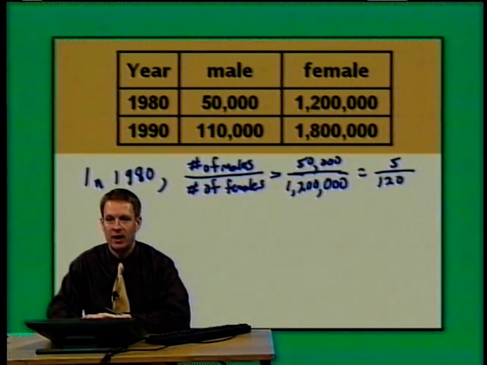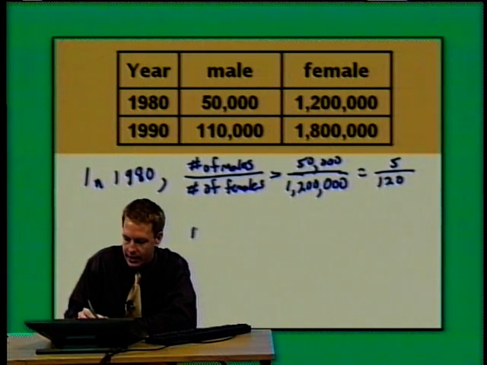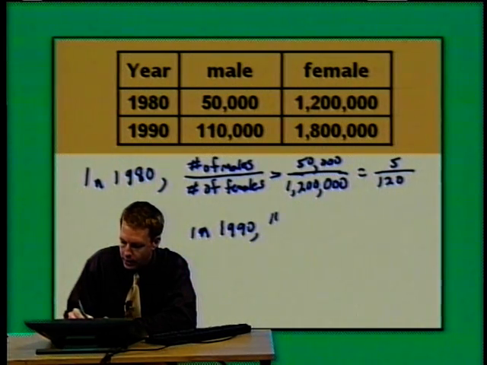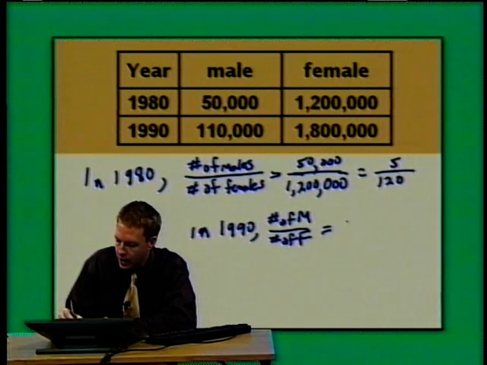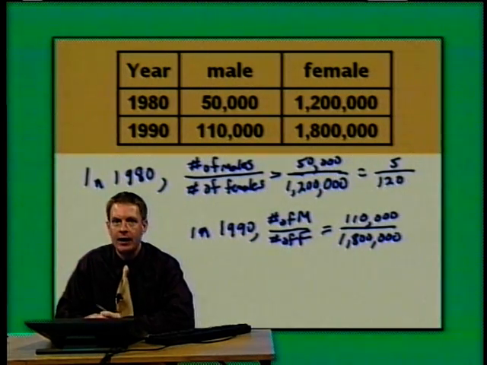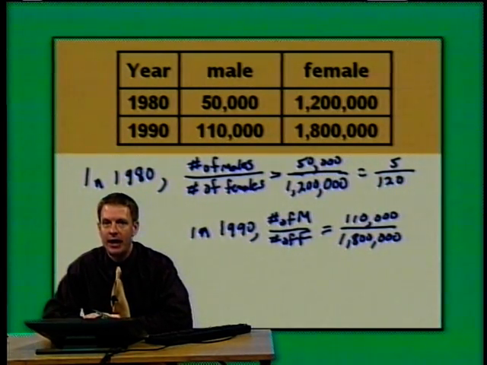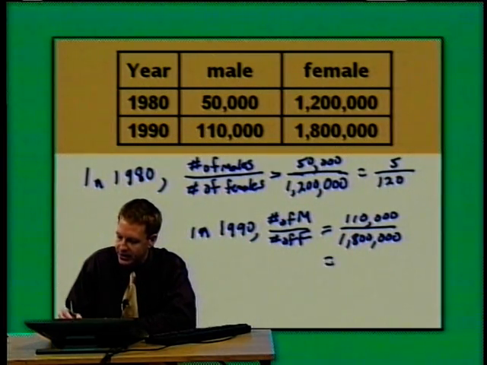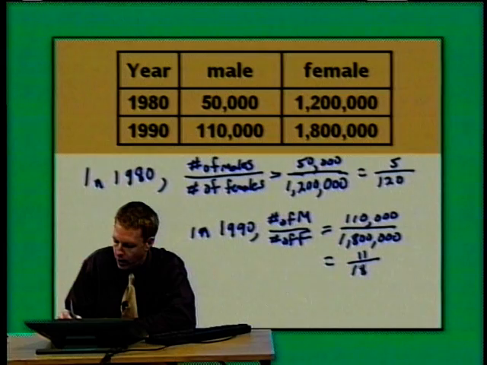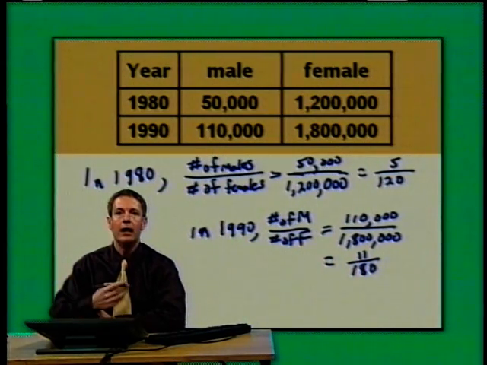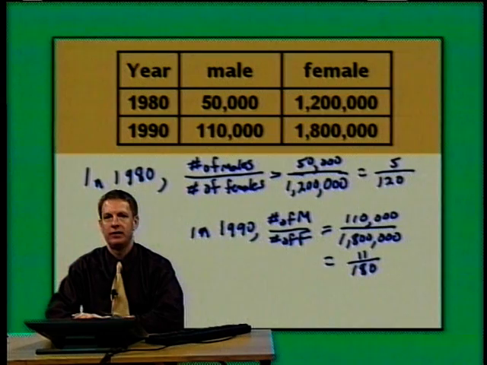Let's see what the ratio was in 1990. So in 1990, the number of males to the number of females was 110,000 to 1,800,000. And again, I could divide both the numerator and denominator by 10,000, and this fraction is equivalent to 11 over 180.